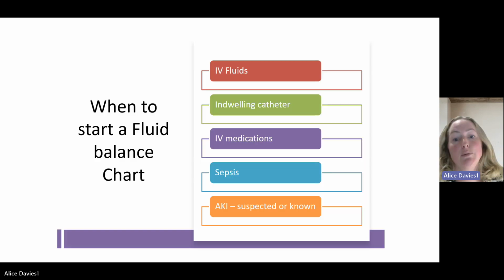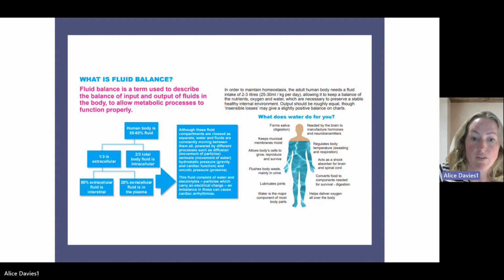So when do we start a fluid balance chart? Well, when we've got a woman particularly on IV fluids, if she has an indwelling catheter, if she's on any IV medications, there's known or suspected sepsis, or if we have acute kidney injury suspected or known.